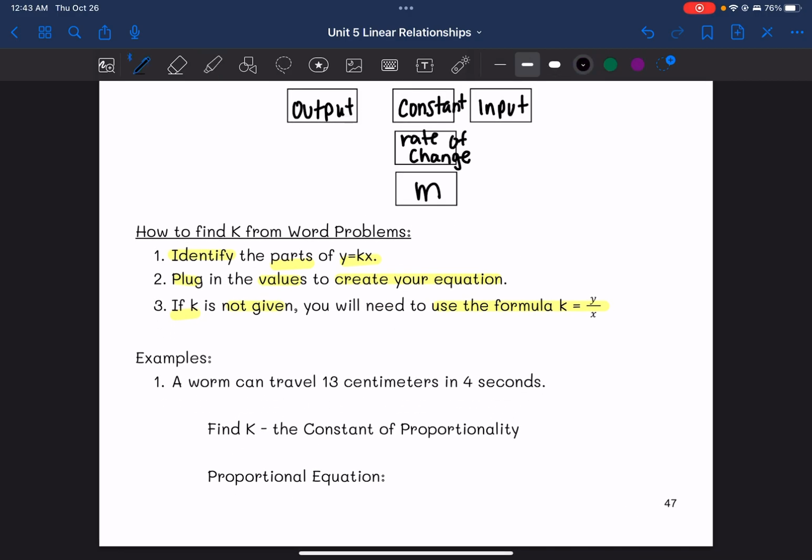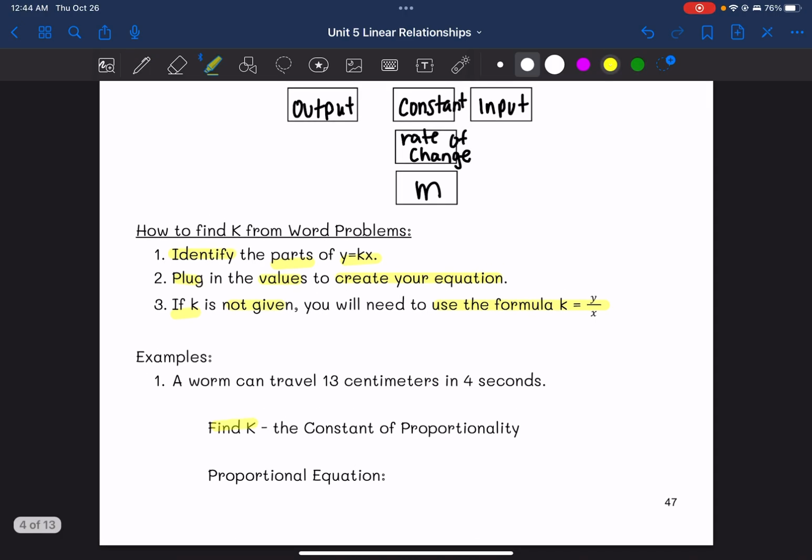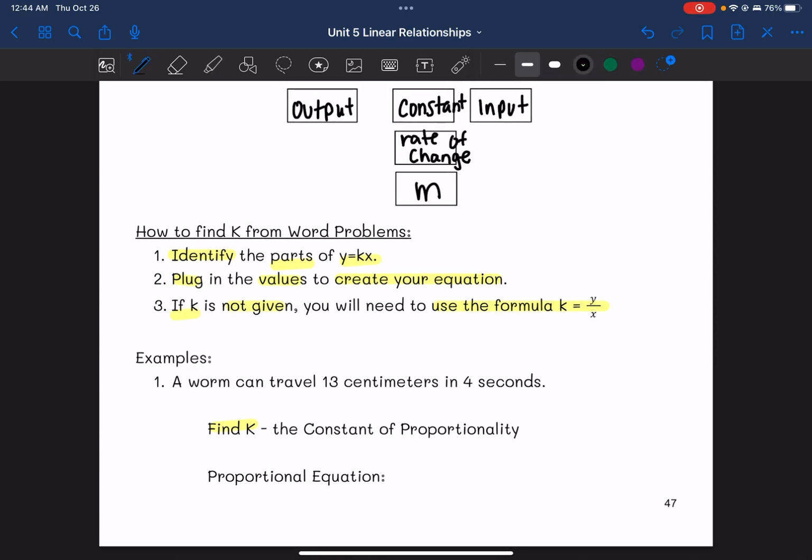Here we have that a worm can travel 13 centimeters in 4 seconds, okay? You look at that, you're like, well, what is the y, what is the k, what is the x? So let's see what it's asking us to find. It's actually asking us to find k. That means we are going to use this formula. So here k equals y over x, all right?